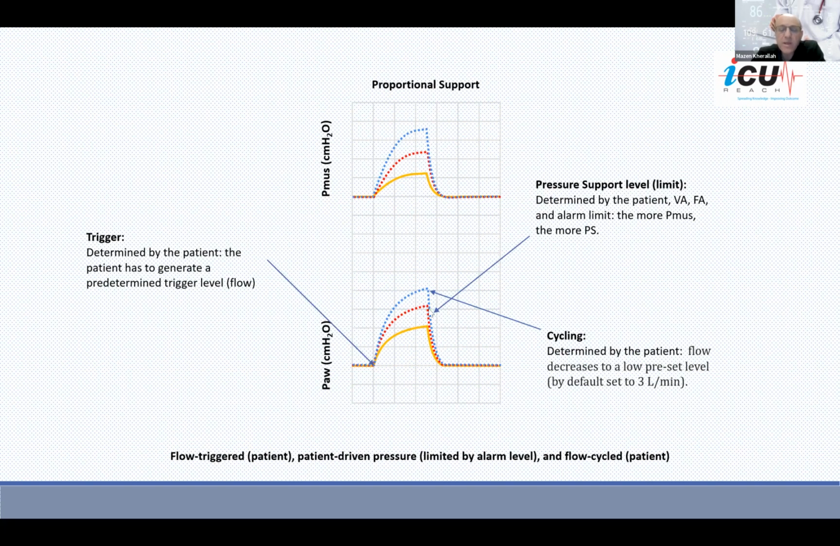And how is the inspiration ended, which is the cycling? It is determined by the patient. When the patient ends his inspiratory effort, at that time, the machine cycles and pressure goes down to the baseline variable. And in Bennett, you can determine the expiratory sensitivity. You can say once you reach 3 liters per minute of the flow, just release that pressure and go to the baseline variable.